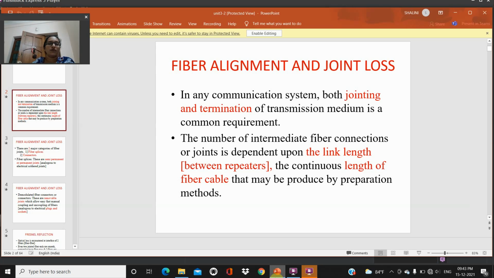The number of intermediate fiber connections or joints depends upon the link length between the repeaters and the continuous length of the fiber cable that may be produced by preparation methods.